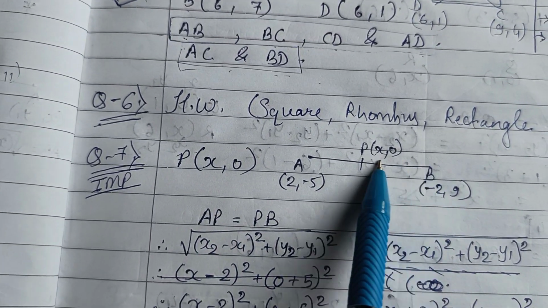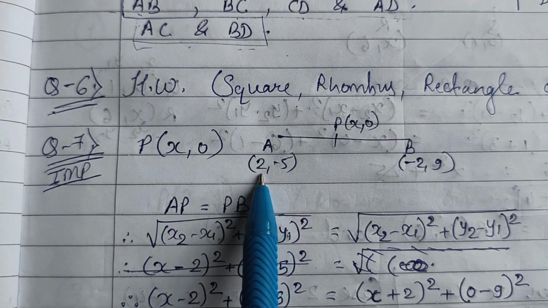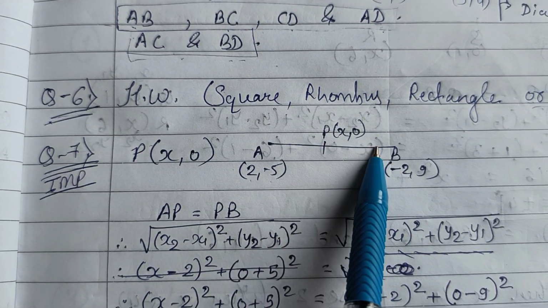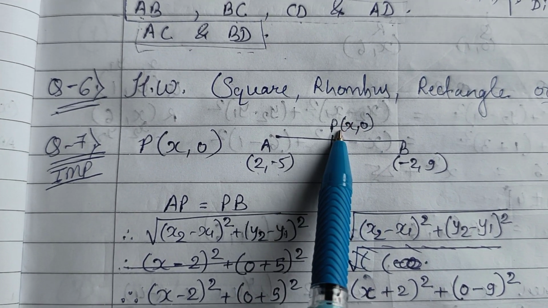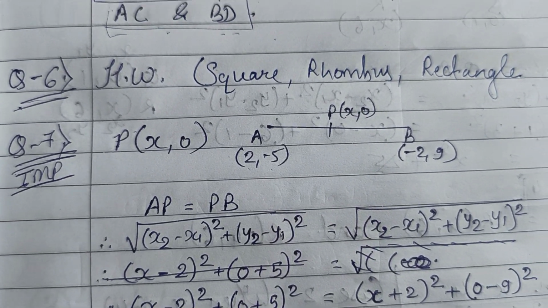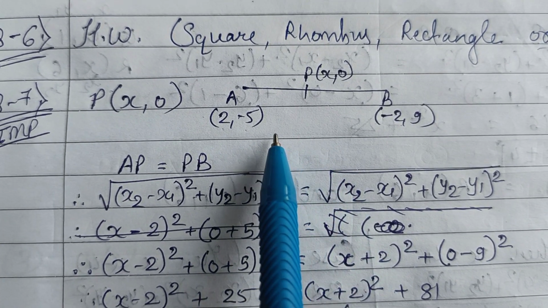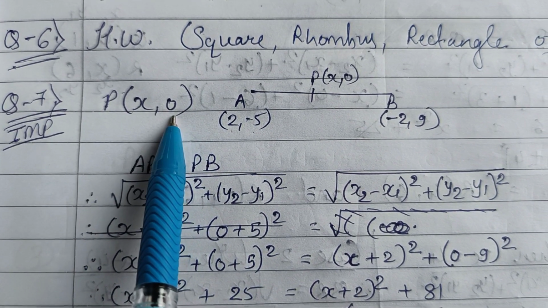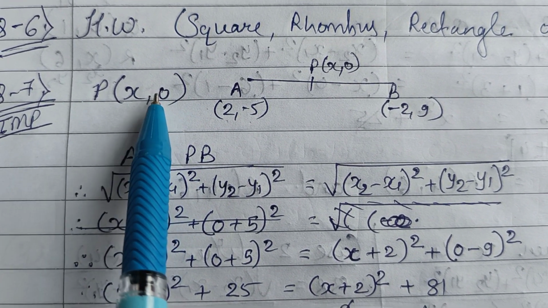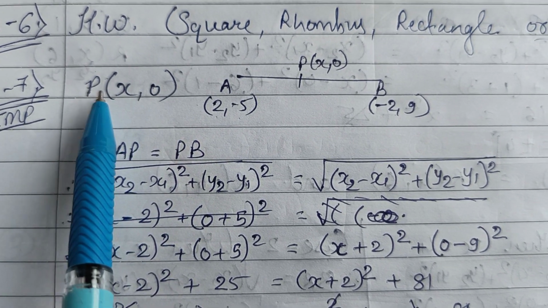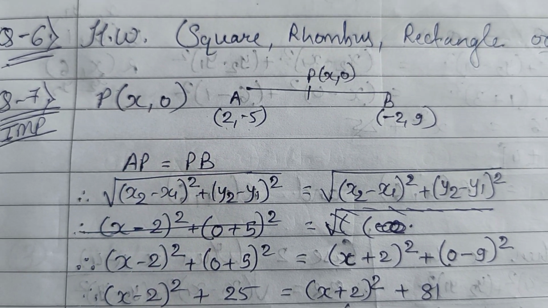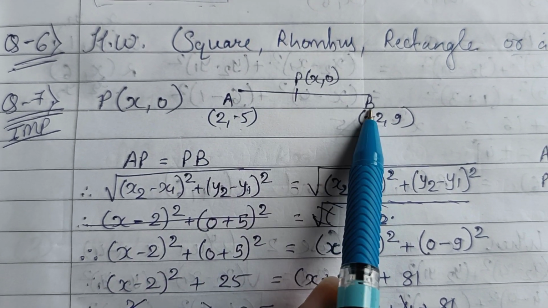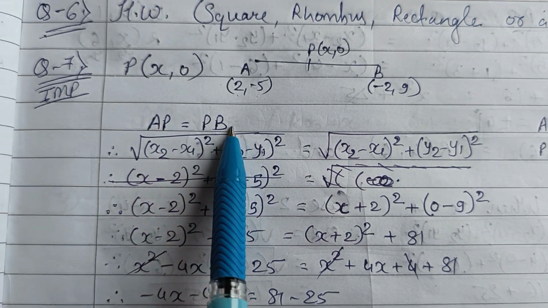So suppose you have a line segment AB, with point A and point B, and this point is somewhere here, that is point P (x, 0). Why have I taken point P as (x, 0)? Because in your question it is written that the point is on the x-axis. When the point is on the x-axis, the y-coordinate is 0, because there is no direct relation with y. So your point P will be (x, 0), and you have to find this point equidistant. So P is at equal distance, AP and PB. So AP equals PB.